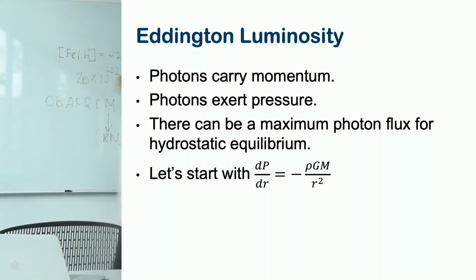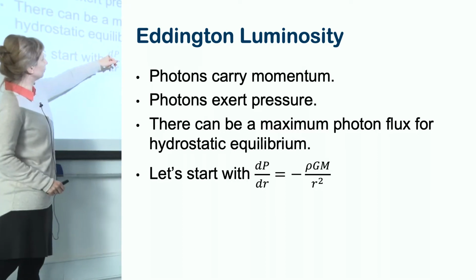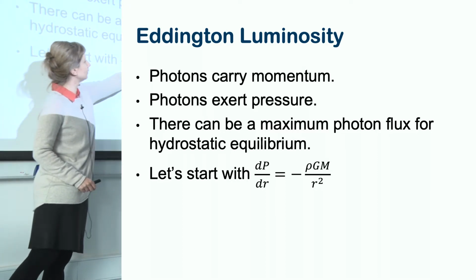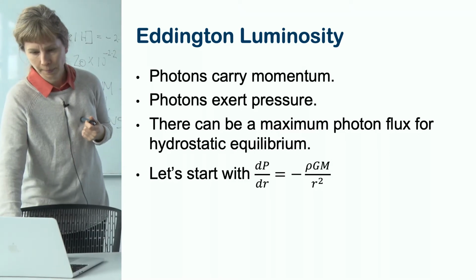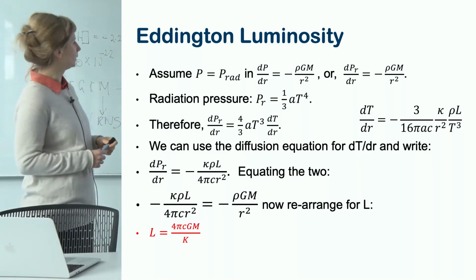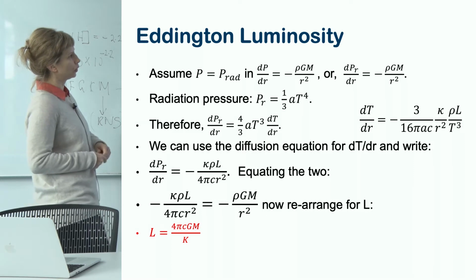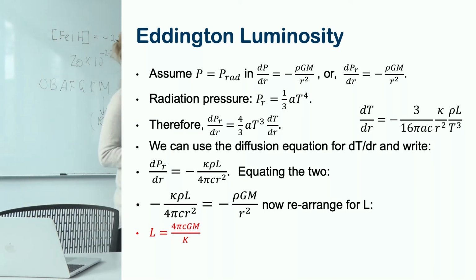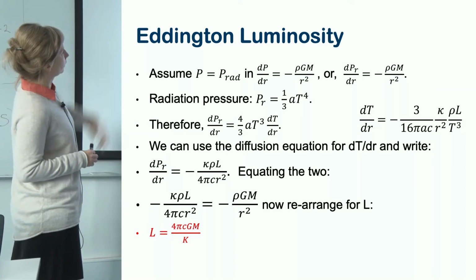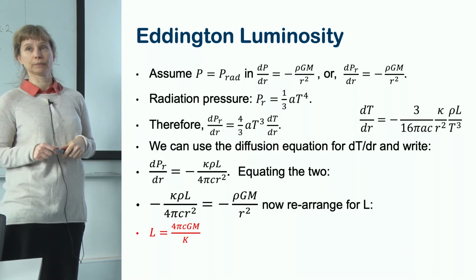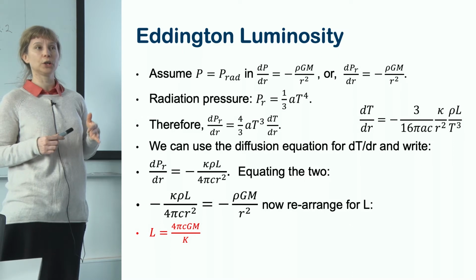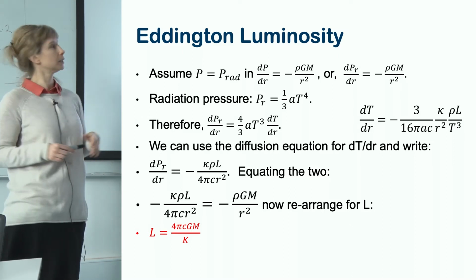So let's start with our hydrostatic equilibrium equation. From before, this is dP/dr equals minus rho GM over r squared. This is a fairly nice, simple, easy calculation. Okay, so let's assume our P now is just radiative pressure. So we're assuming that we have no gas pressure. All of our pressure is coming from radiation.